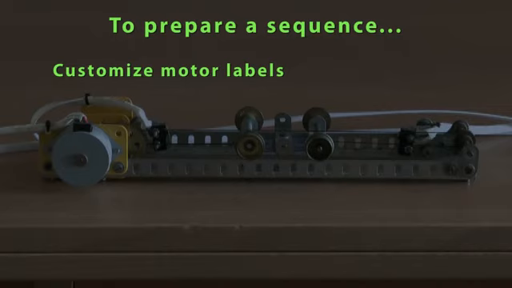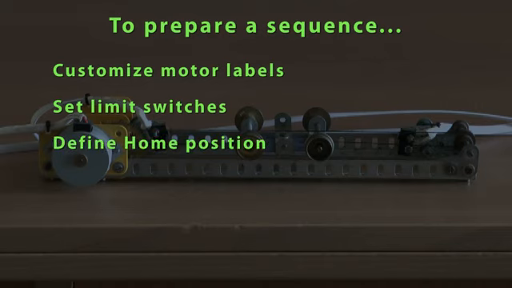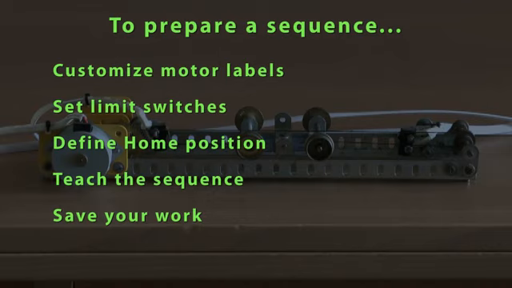What we did so far is what you should do in order to prepare a teach sequence. First, customize the stepper motor labels by clicking on Tools and then on Customize. Next, set the limit switches by going to the Limit Switches tab. You must then define the home position by clicking on the Set Home Position button on the Teach toolbar. At this point, you can teach the stepper controller the sequence you want your model to perform. And as a last step, you may save your work on the computer's hard drive.